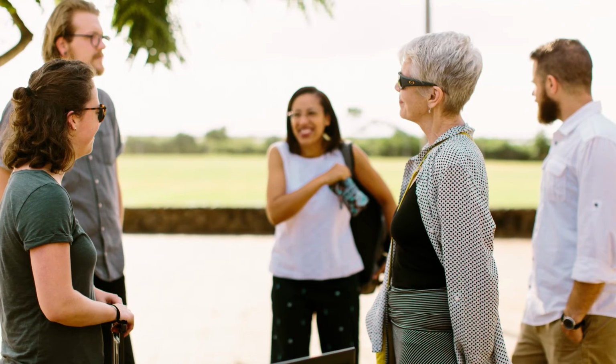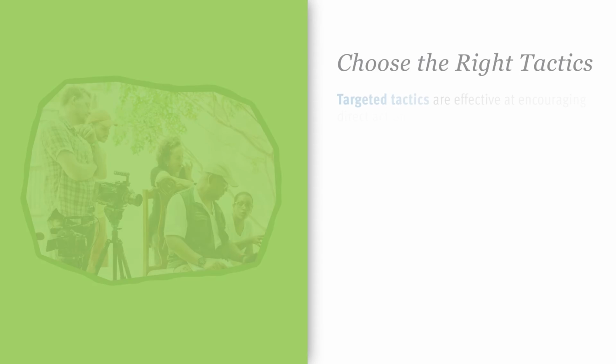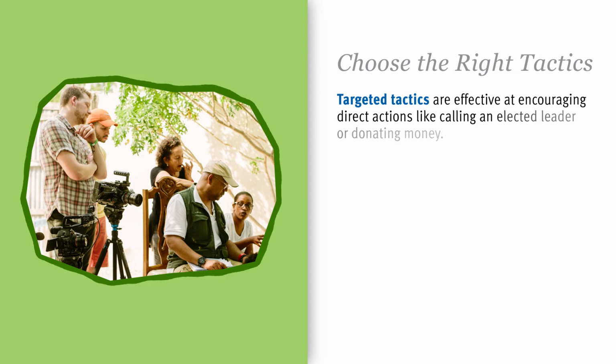Choose the right tactics for your campaign. Once you've demonstrated your approach, pick tactics that will influence your target audiences. Think of all the ways to reach the people you need, then decide which best fits your resources and goals. For example, targeted tactics are effective at encouraging direct actions like calling an elected leader or donating money. This can be done by direct communication such as sending emails, phone calls, or in-person outreach.